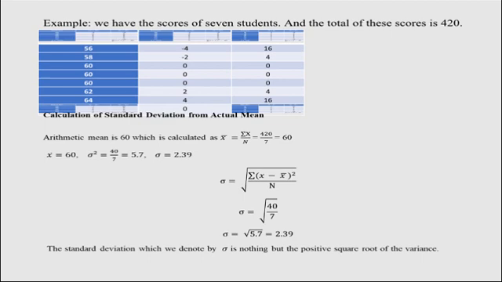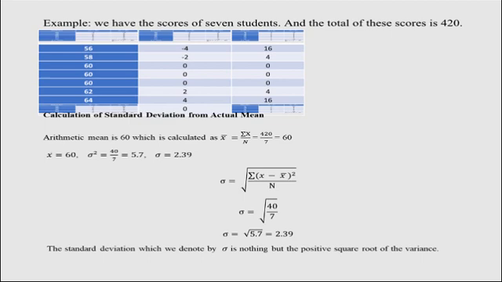As it is ungrouped data, x bar is equal to summation of x divided by n, which is 420 divided by 7. That comes out to be 60. That is our actual mean.